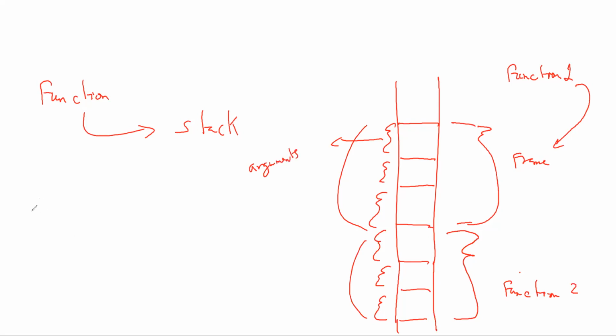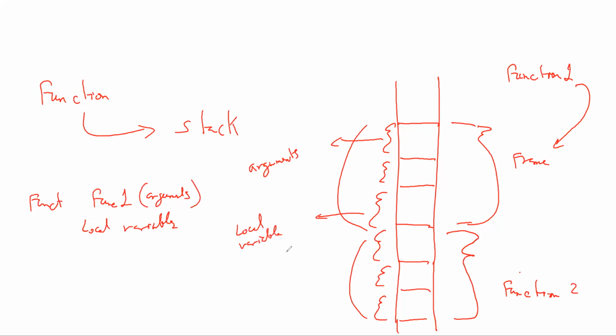And an argument is, if I have function 1, these are the arguments, right? So those are the arguments. And then over here, I have my local variables, right? And so local variables will be stored in that part of the frame. Okay. And then over here, we're just going to call this one metadata.